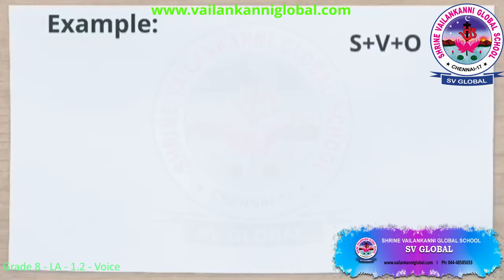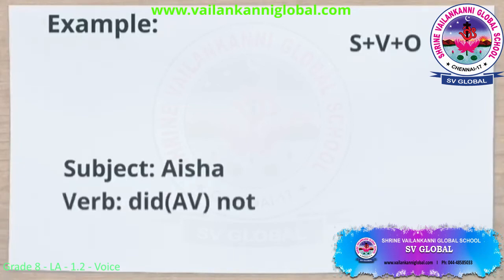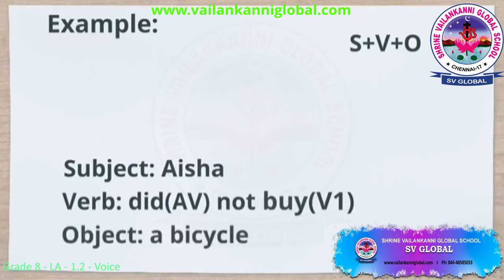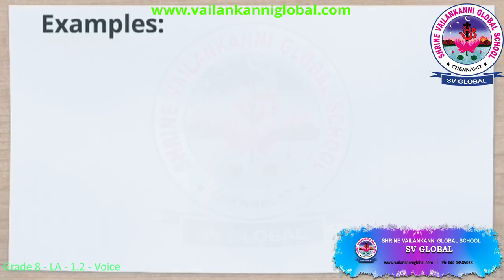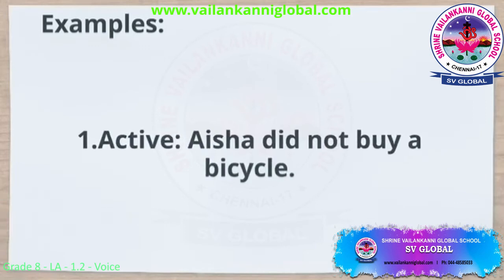I have chosen Aisha as my subject, and then I've used did not because this is a negative statement, and did I've used because it is a past tense. And then I have used verb 1, the main action, that is buy, a cycle, the object. Let's change the active voice Aisha did not buy a bicycle into passive form.